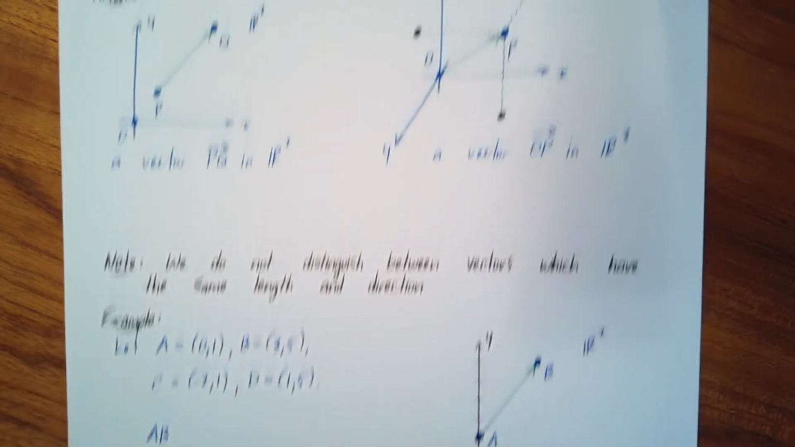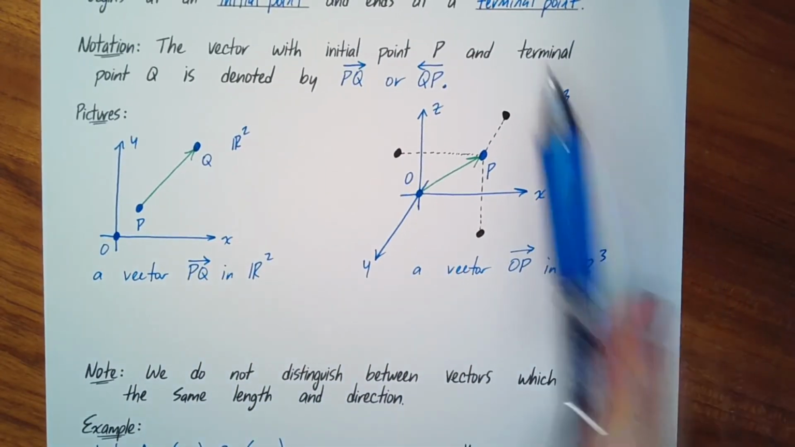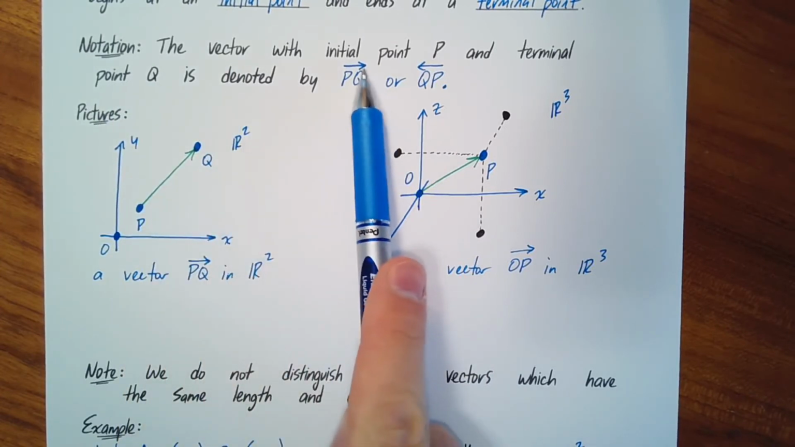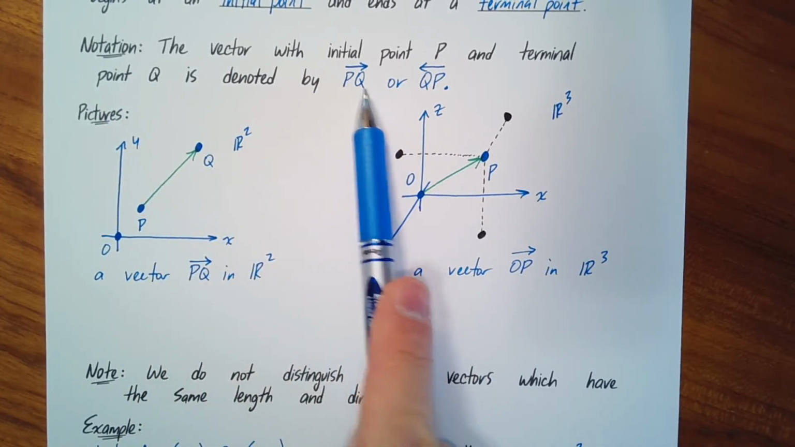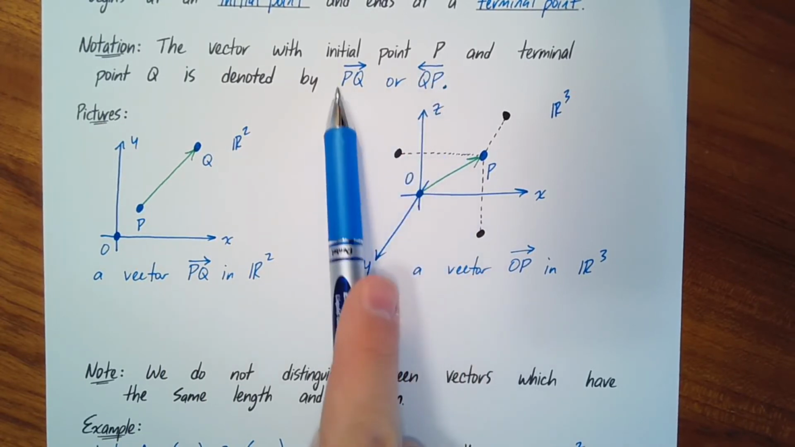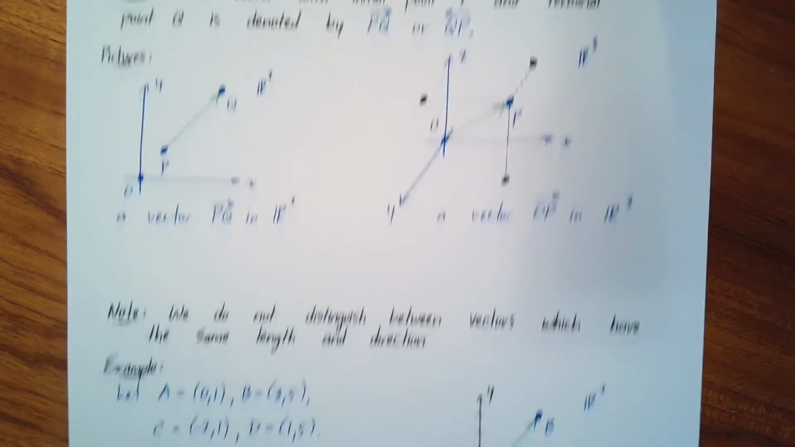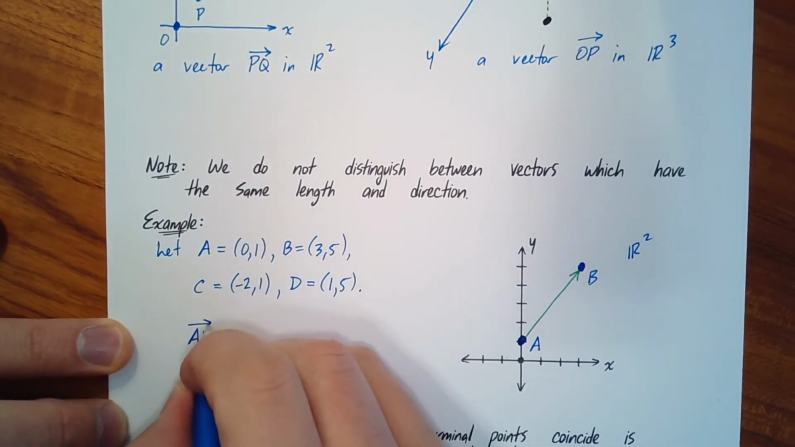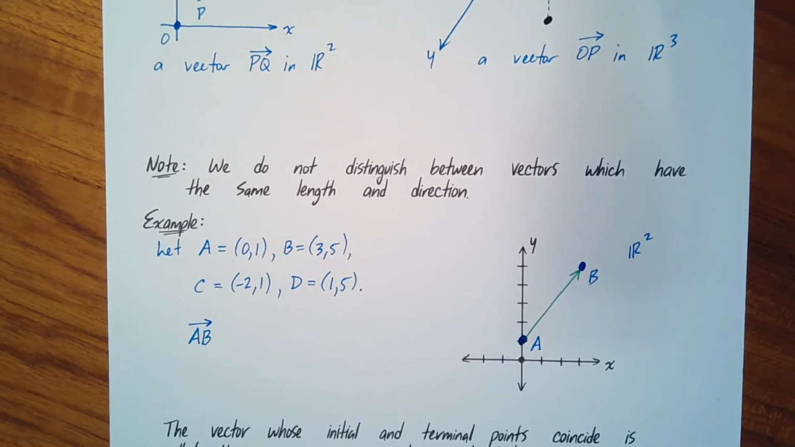Well, if you refer to the notation up here, if you have a vector with initial point P and terminal point Q, you want the arrowhead pointing towards the terminal point Q, right? Or if you use this notation, if I wrote BA, I'd want the arrow pointing to the left. But since I wrote it with the initial point first, A is the initial point. I want the arrow to go like this.